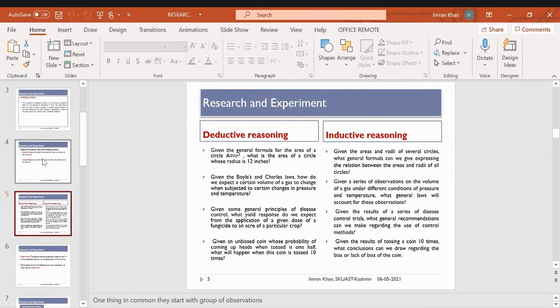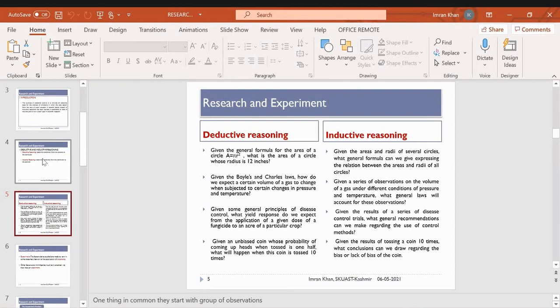Then you have the second one: given Boyle's and Charles' law, how do we expect a certain volume of a gas to change when subject to certain change in pressure and temperature? So here again, we are moving from general to a particular case. The particular is you have certain change in pressure and temperature. So from general to particular.